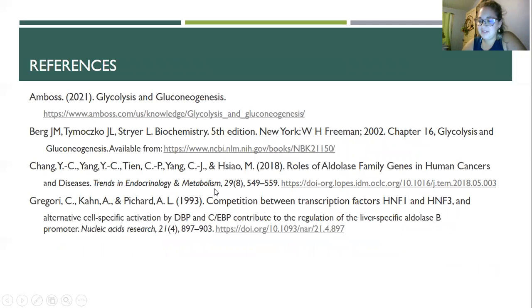And here are my references that I used today. So we have some information and some really great research studies that looked at the different types of Aldolase, as well as the discovery and description of that process for looking at glycolysis and gluconeogenesis. So if you're curious, please take a peek at those.